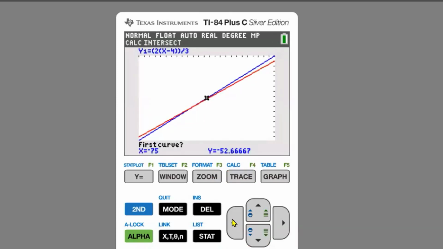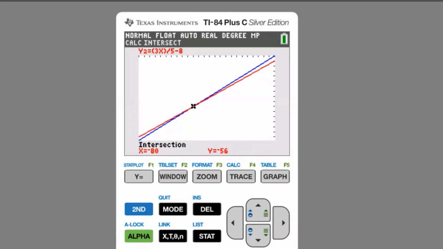And the first curve, notice up here at the top, it will say the Y1. So that was the left side. So we can move that cursor closer to where I think they intersect, hit enter. Notice it switched over to the second curve, which is in red on mine anyway, and that was the right-hand side. And then we hit enter.